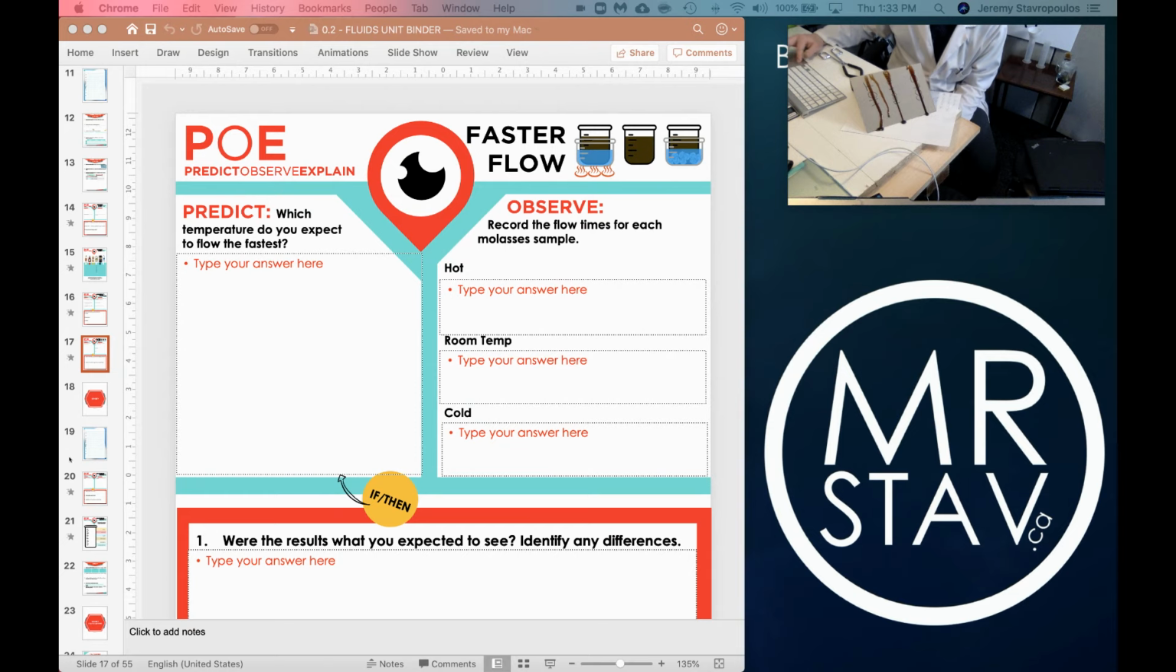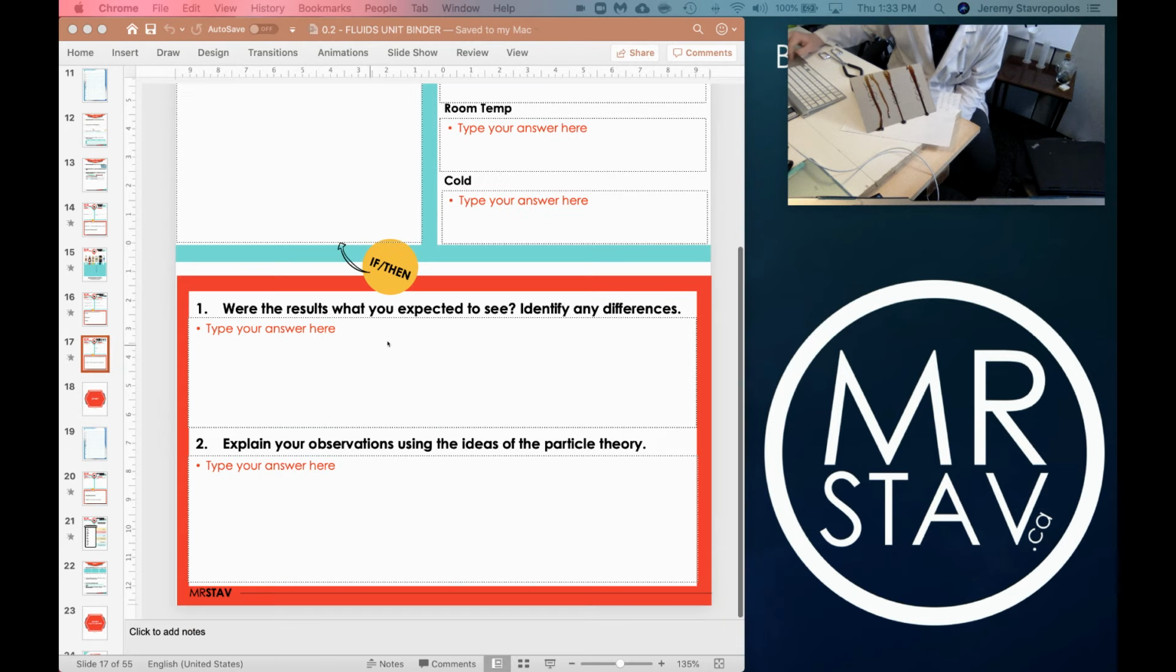Hopefully, most of the results were what you expected. But use the idea of particle theory and what we know about how fast particles move when they're heated up compared to when they're cold, how slow they move. Get those answers written down.